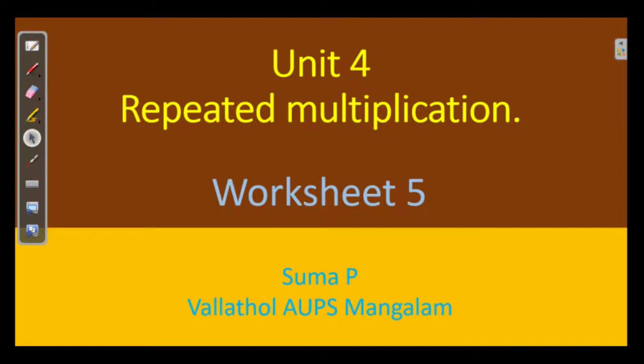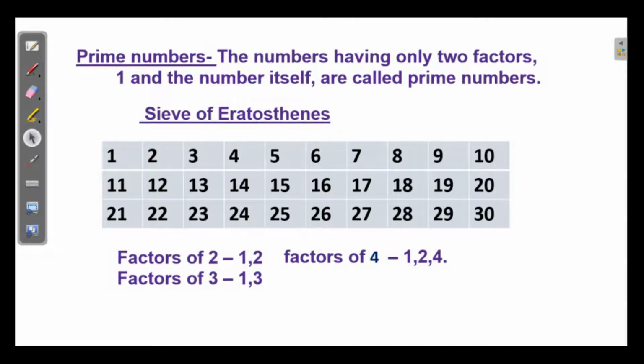Hi, repeated multiplication. Let us do the fifth worksheet. What are prime numbers? The numbers having only two factors, 1 and the number itself, are called prime numbers. For example, factors of 2 are 1 and 2. Only two factors, 1 and the number itself. And 3, 1 and the number itself. Only two factors. And how will you find out the prime numbers between 1 and 30?